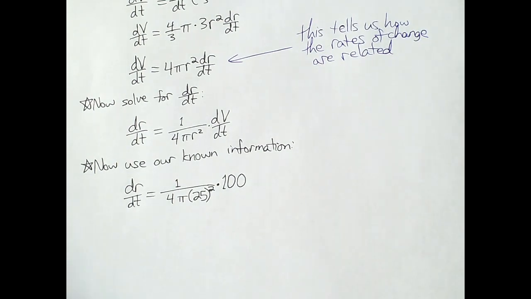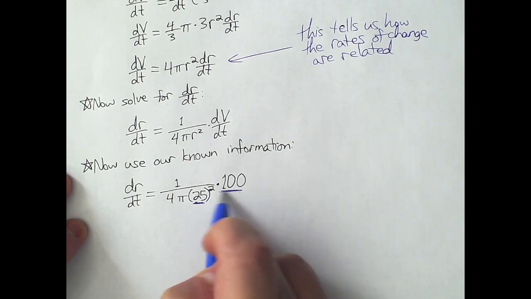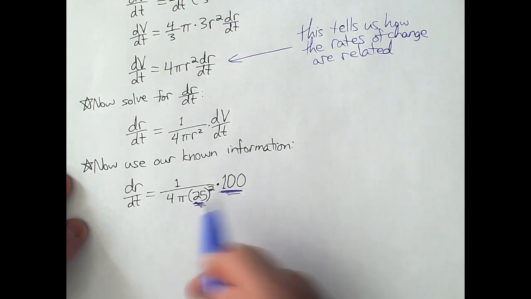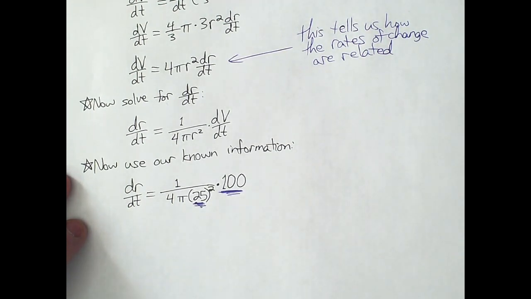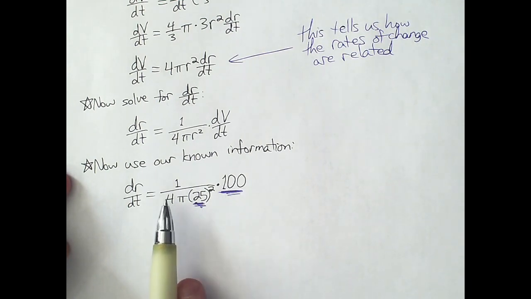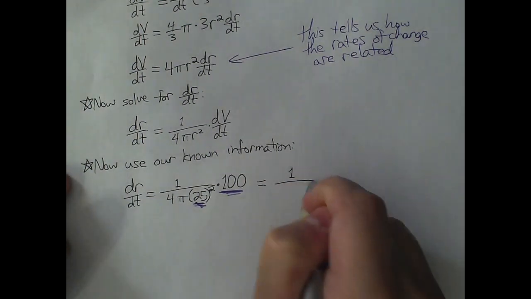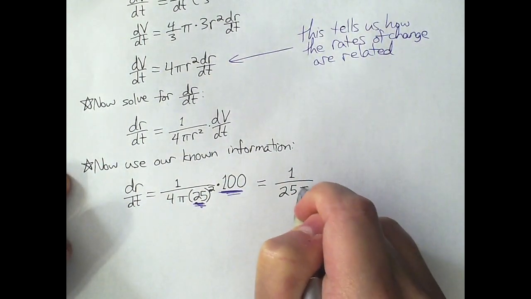So I put in the 25 and the 100 for r and dv dt. This just simplifies to a number. Can we do this by hand? Yeah, I think we can. I know that 100 is 4 times 25, right? So if 100 is 4 times 25, you can cancel the 4 and one of the 25s, and you wind up with 1 over 25 pi.